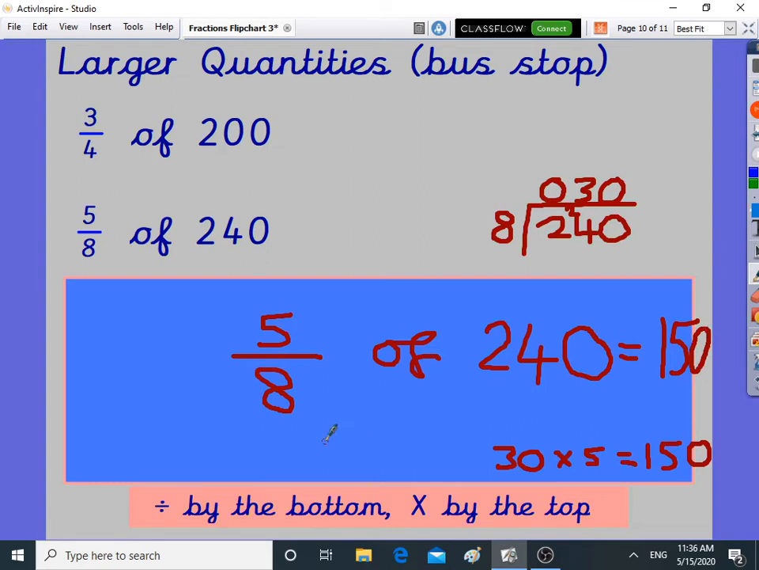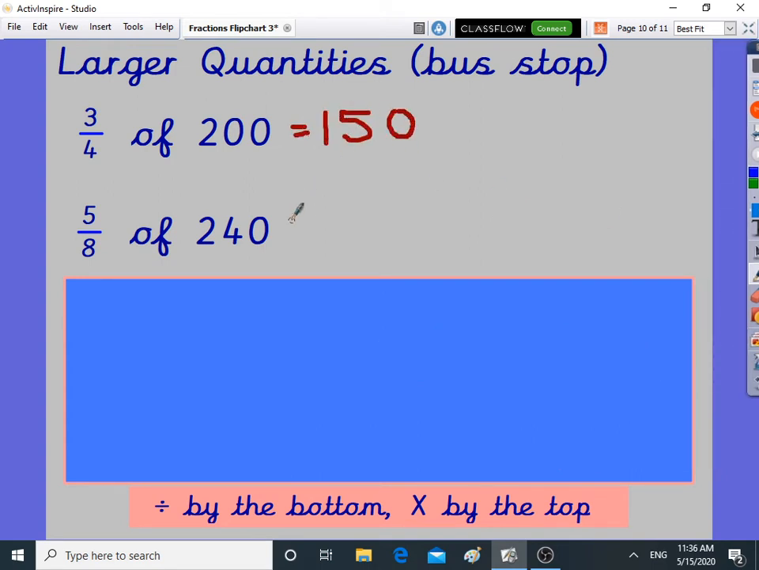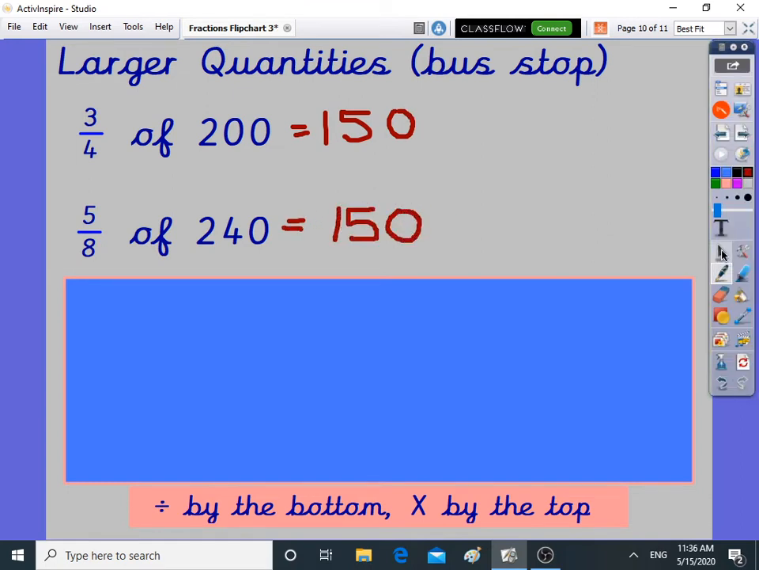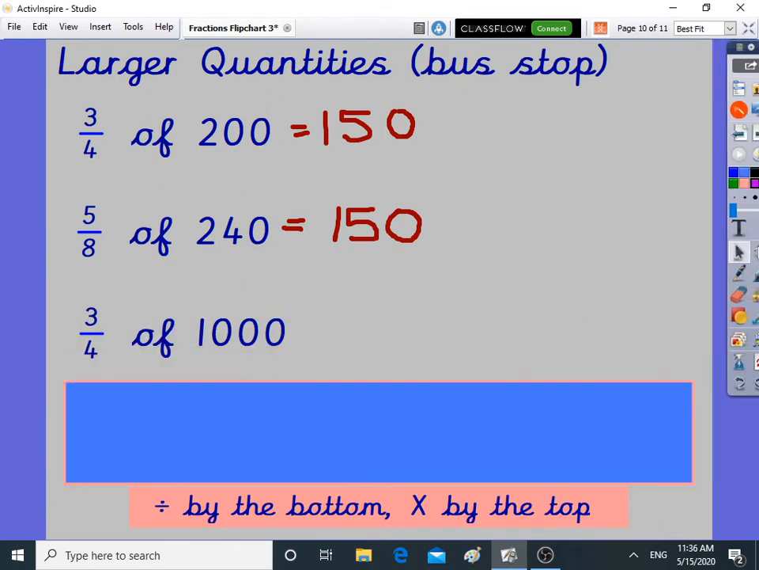They're not all 150, just the first 2 have been. Let's write those on. Just a coincidence. You see coincidences in maths. It's very unlikely the next one's going to be 150 as well. It's not. 3/4 of 1,000.